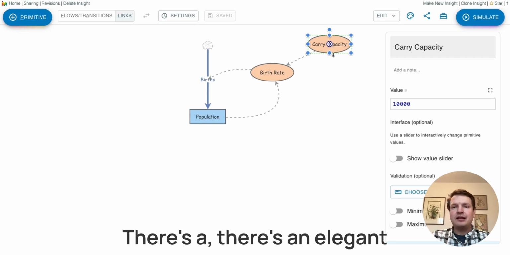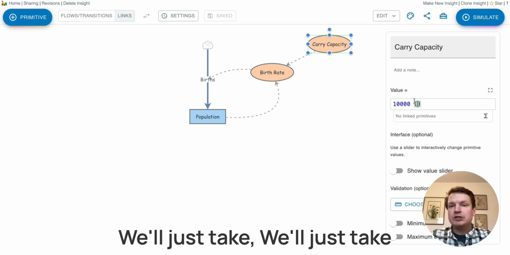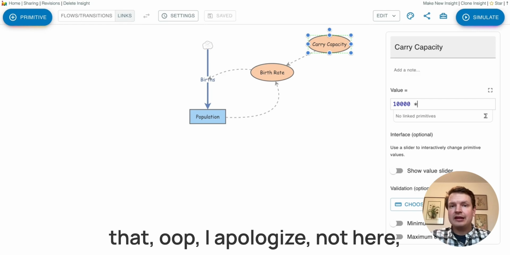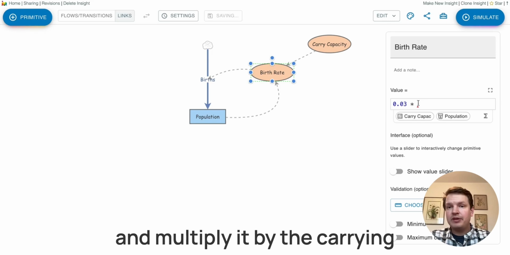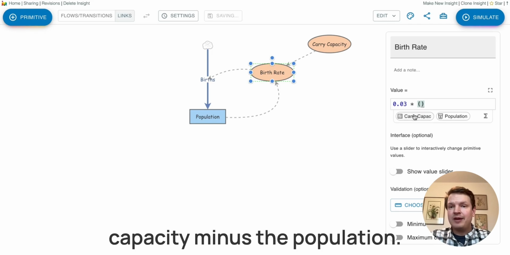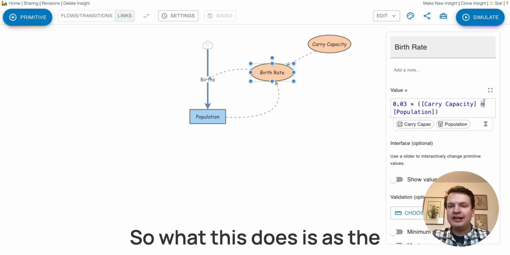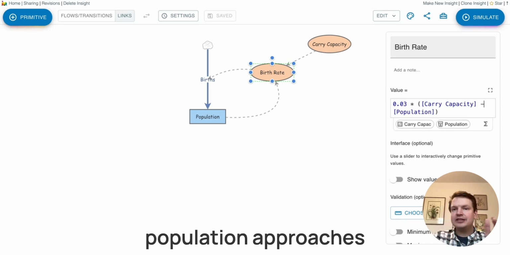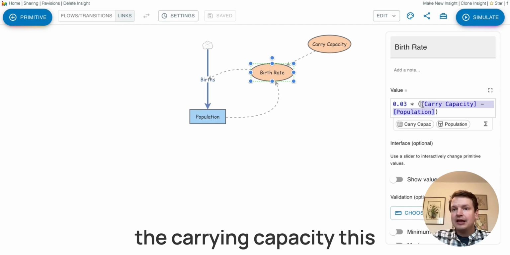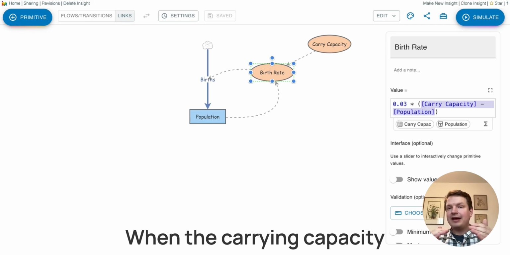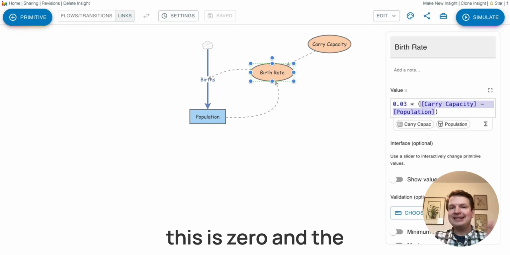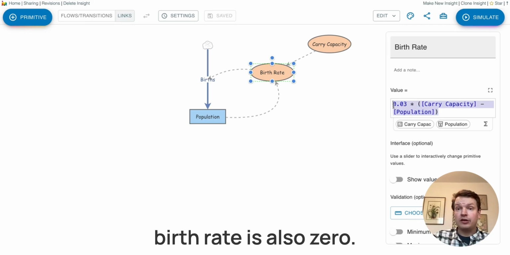Let's implement that. There's an elegant way we can implement that. We'll just take that birth rate and multiply it by the carrying capacity minus the population. So what this does is as the population approaches the carrying capacity, this value approaches 0. When the carrying capacity equals the population, this is 0, and the birth rate is also 0.